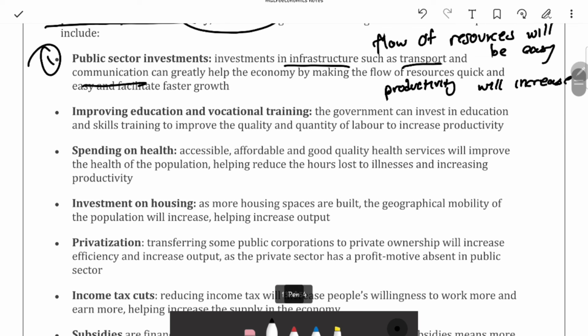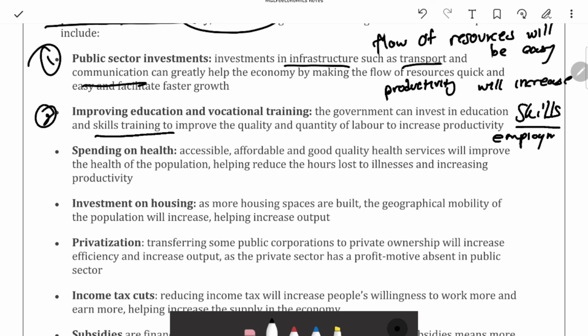Now, improving educational and vocational training. This means that when I improve the education, then the training will improve, and if the training improves, they will gain enough skills, and so employment rises, and therefore productivity rises.